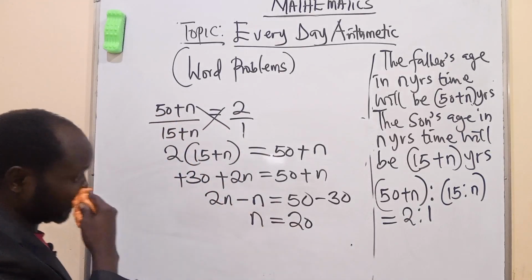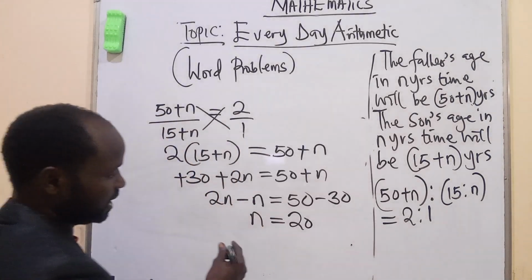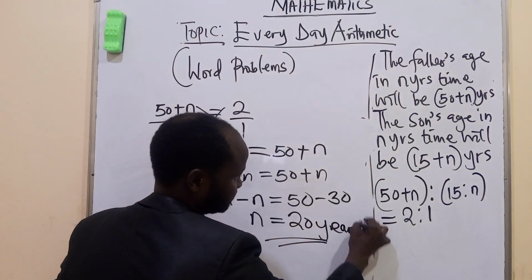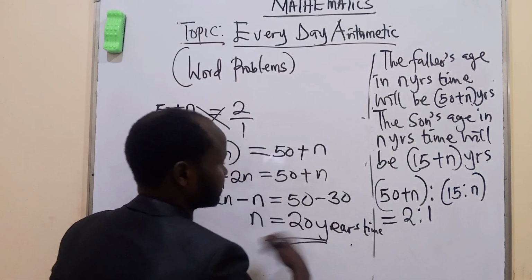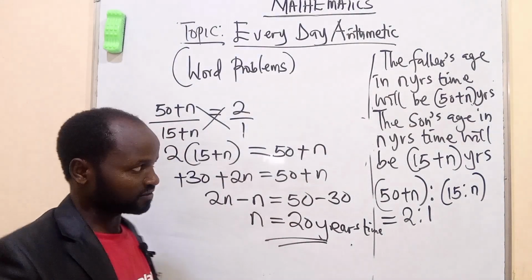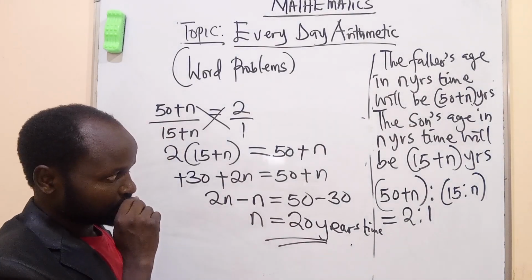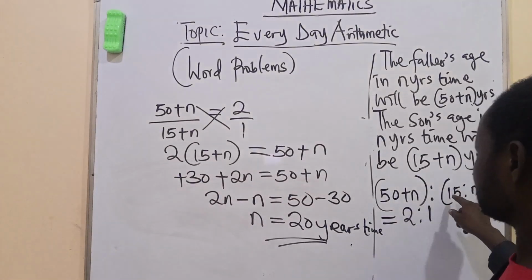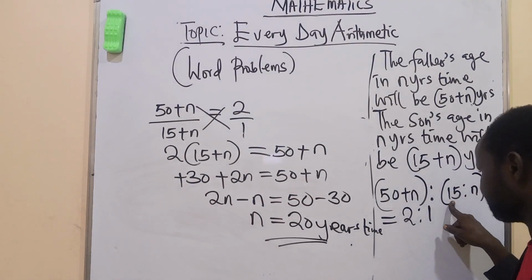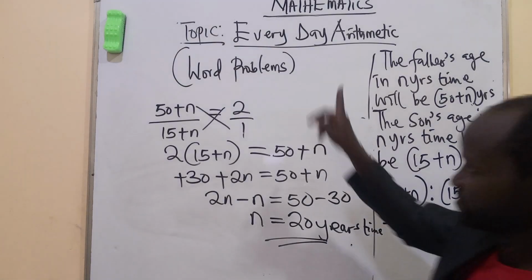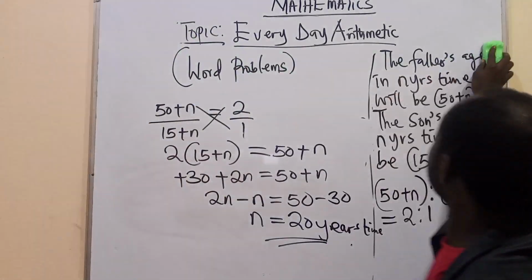We can check. How do we check? That's 20 years time. This is not the answer. 20 years time. In how many years time? In 20 years time. Very important. This is the answer to this question, but we can verify. How do we verify? Let's add this 20 to 50 and add 20 to 15 and check whether we can get 2 is to 1. Very important. So let's do the checking here.